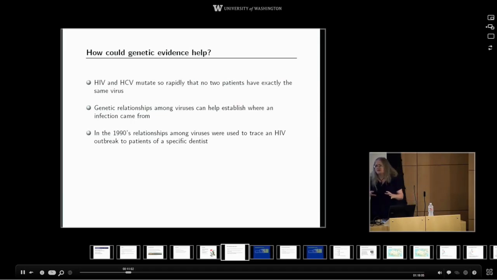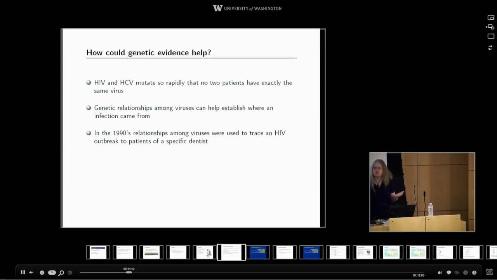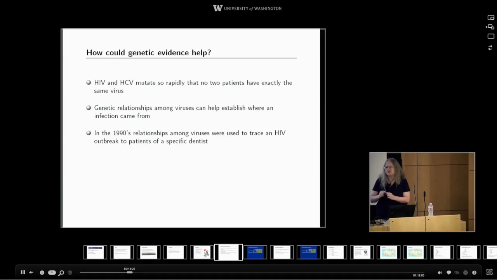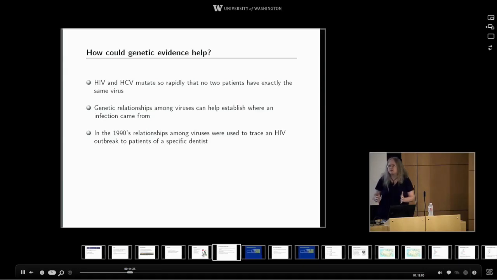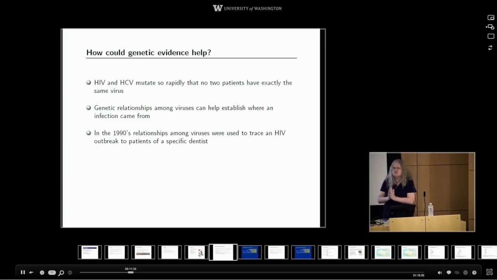An early use of this was made in the 1990s. Patients of a particular dentist were found to be infected with HIV. The question was whether they'd been infected somehow by their dentist or whether they'd picked up those infections in their community. And the question was settled by discovering that the virus in these patients of this dentist were very closely related, much more closely related to each other than to viruses found in the community that they came from, suggesting very strongly that they had a common origin. And the virus that the dentist himself carried was a member of that tightly clustered group. So there's information here we might be able to use.